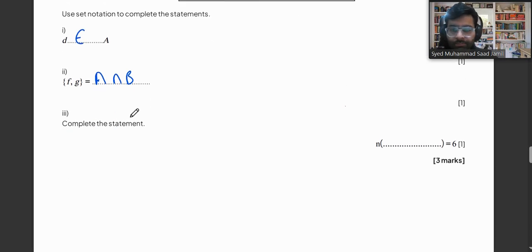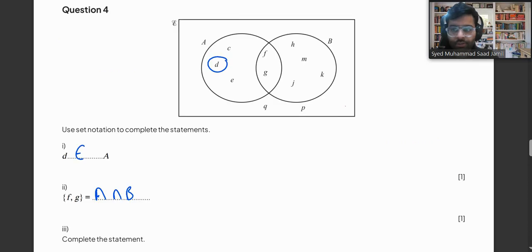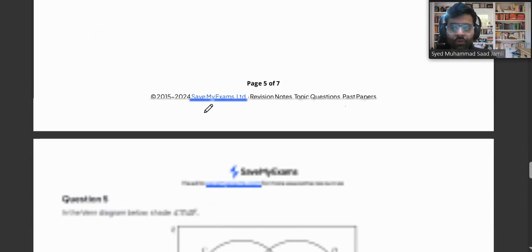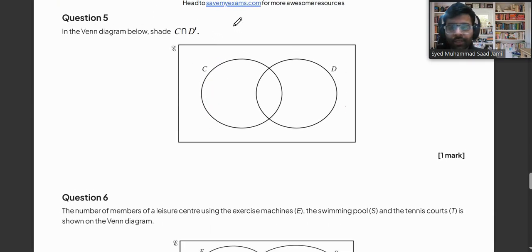Next question says complete the statement. N is such that it is equal to 6. So if you look at the question, in B there are 6 elements. 1, 2, 3, 4, 5, 6, right? So you will write n of B is equal to 6. Moving on to our next question, it says, in the Venn diagram shade C intersection D complement.